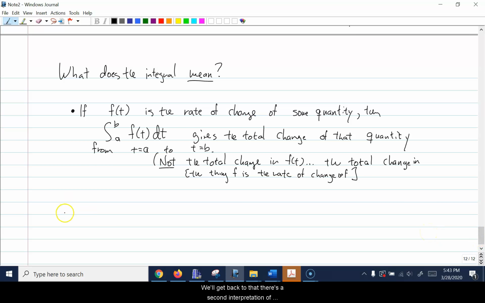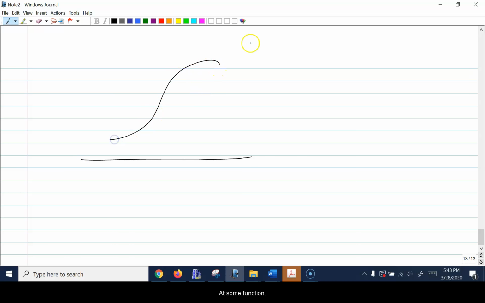There's a second interpretation of the integral that's the way more common one. To understand that one, we want to think about a graphical version of what we were doing. We have some function, f of t. We have an interval from a to b. We're cutting that interval up into subintervals. For each of those subintervals, we're choosing a point. For this drawing, I'm going to choose the left endpoint.